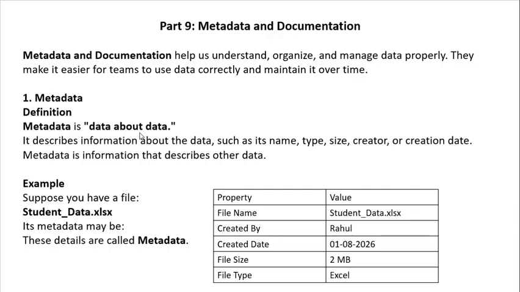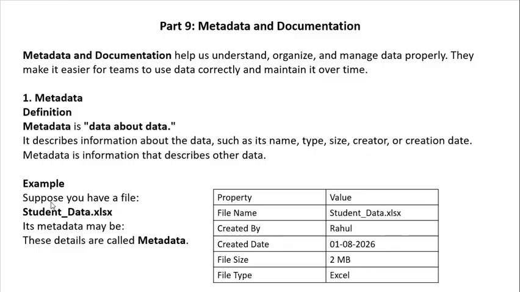Metadata is data about the data, and it describes information about the data, such as its name, type, size, creator, and creation date. Metadata is the information that describes other data.